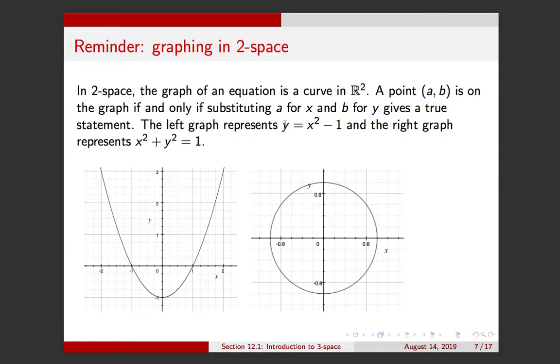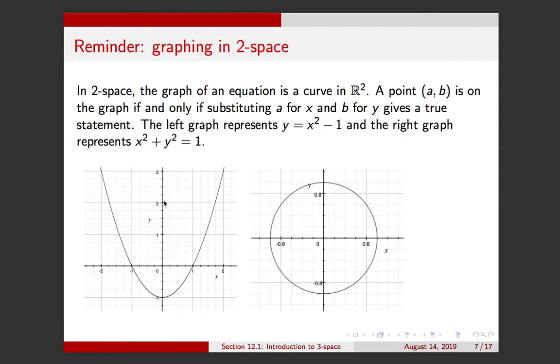So here's an equation involving x's and y's. Notice the point (-1, 0), or sorry, excuse me, I said it backwards, (0, -1) is on the graph. And why is that? Because if you substitute 0 for x and -1 for y, you get something true. On the other hand, (0, 2) is of course not on the graph. So this is all familiar to you, right?